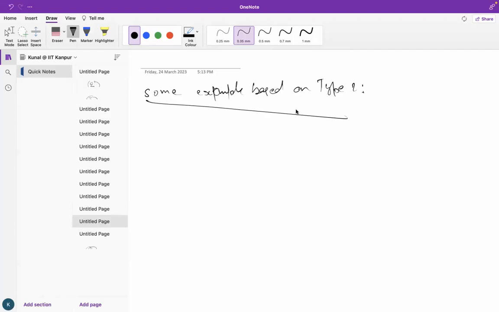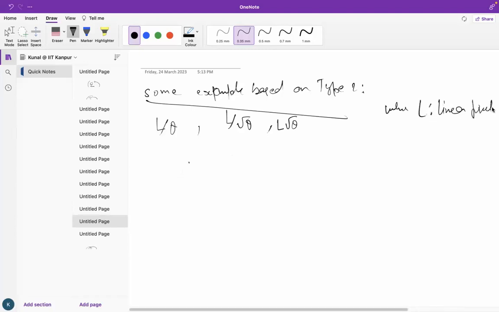Okay, so what's our type 2? Try to recall. Our type 2 looks like linear by quadratic function, or linear by root over quadratic, or linear into root quadratic. So we have to write just the linear function L, where L is a linear function, obviously, and Q is our quadratic function.